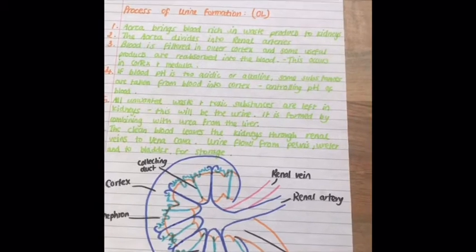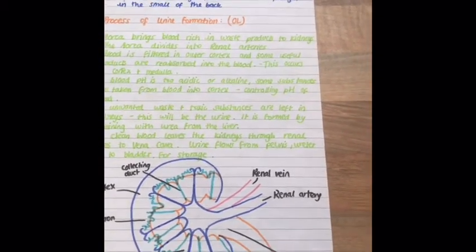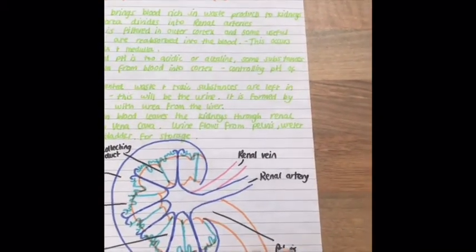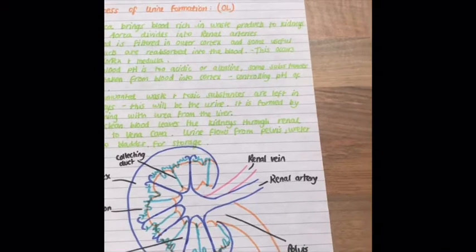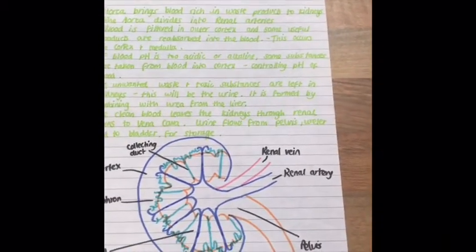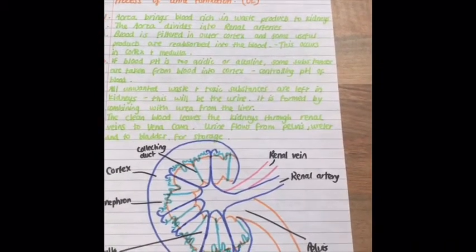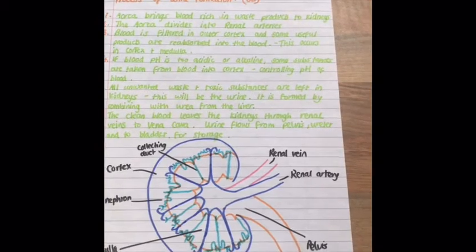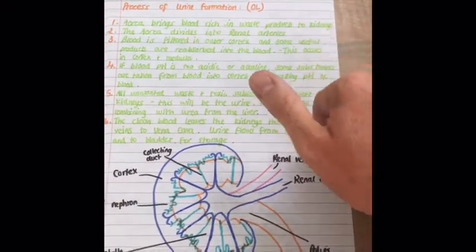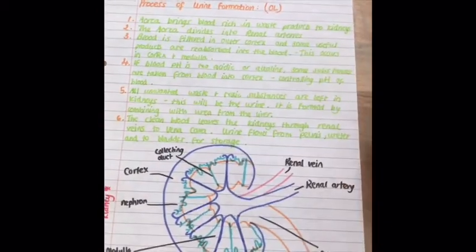So talking about the formation of urine. The aorta is what brings blood that is rich in waste products down to your kidneys. It then divides into your renal arteries. One renal artery goes into each of your kidneys. Those renal arteries are bringing blood that is rich in waste products into each of the kidneys. So the aorta brings blood rich in waste products to the kidneys, and divides into the renal arteries.